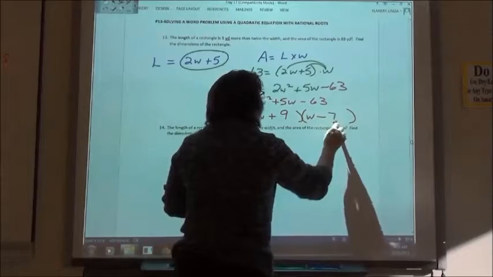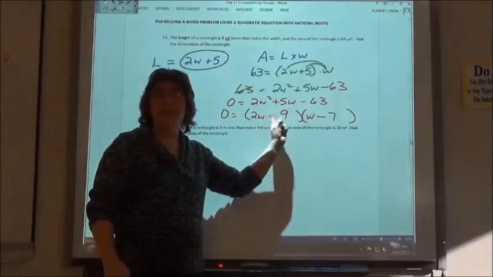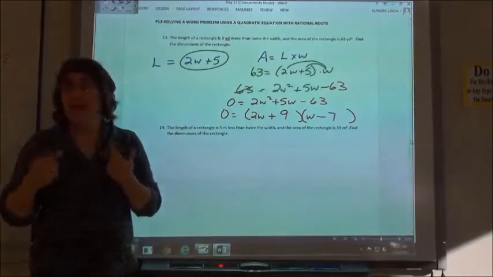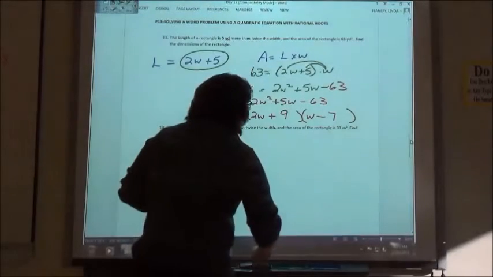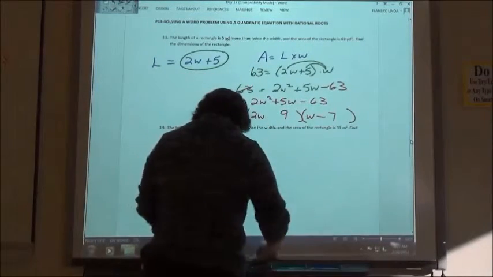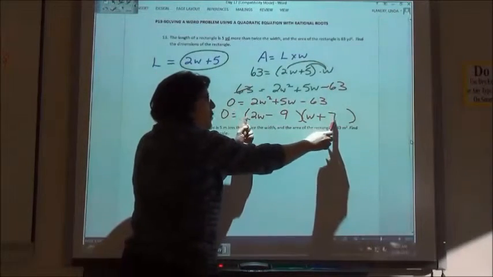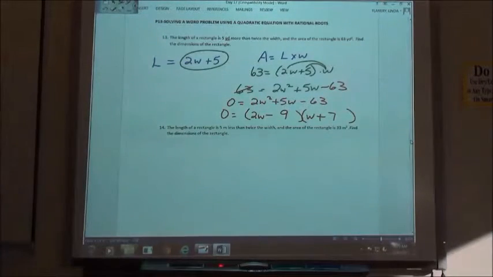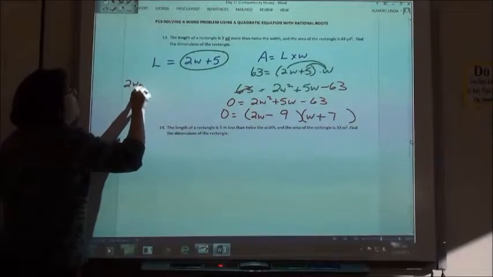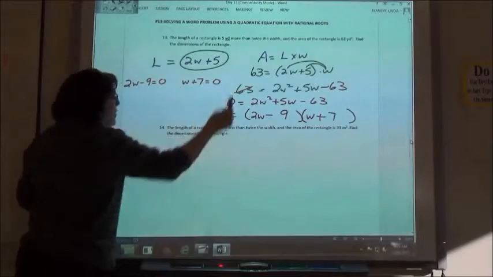How about I write the 7? If I do that, I'm going to get negative 14 plus 9, which means my signs are backwards, because I want to get a positive 5, not a negative 5. So we'll just fix that. We'll make this one the negative and this one the positive, so that we get 14w minus 9w, and 14 minus 9 is our 5. So now we've got to solve those: 2w minus 9 equals 0, or w plus 7 equals 0.